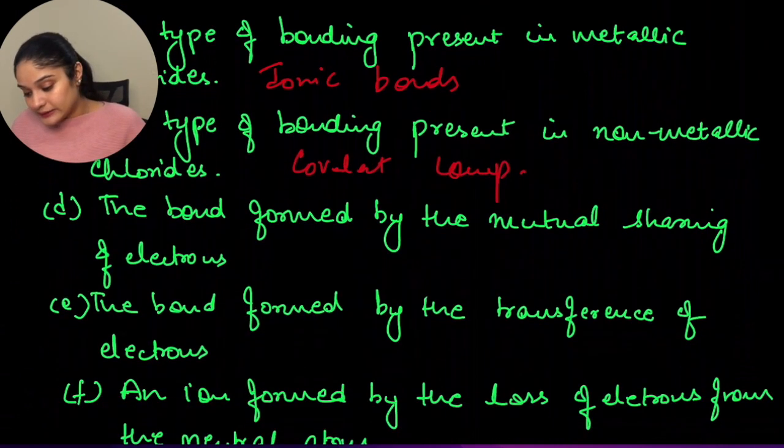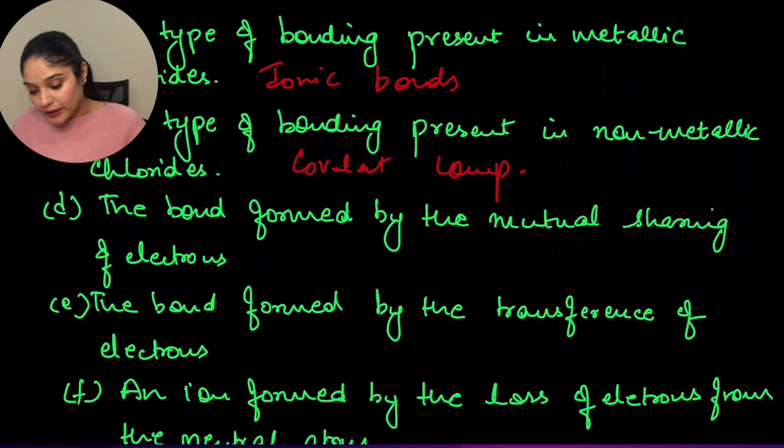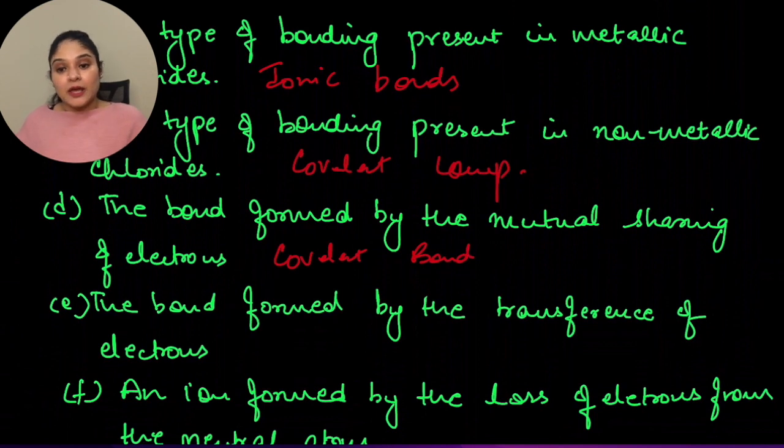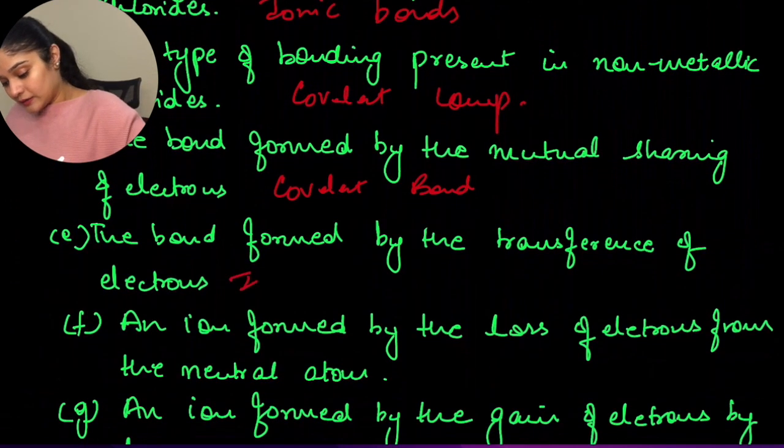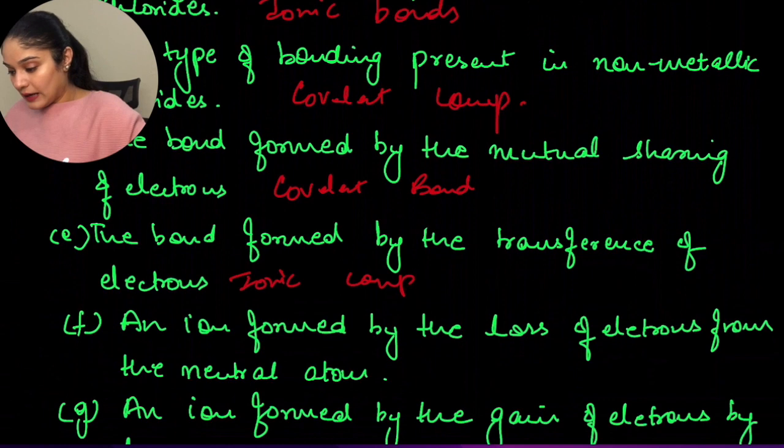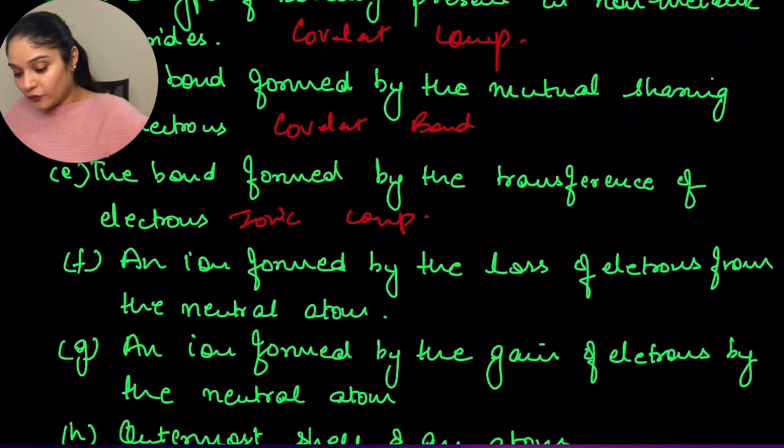Now the next is the bond formed by the mutual sharing of electrons. So we are talking about covalent bond. Then the next is the bond formed by the transference of electrons. So when we have electrons being transferred, that type is known as ionic or electrovalent compound. So let me write that. Ionic compound.